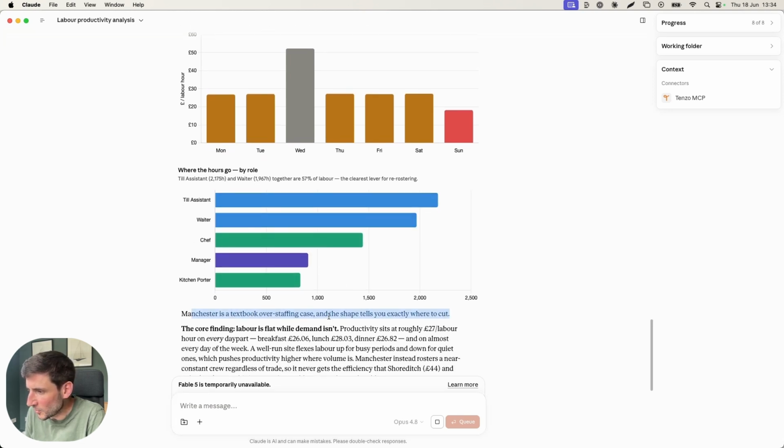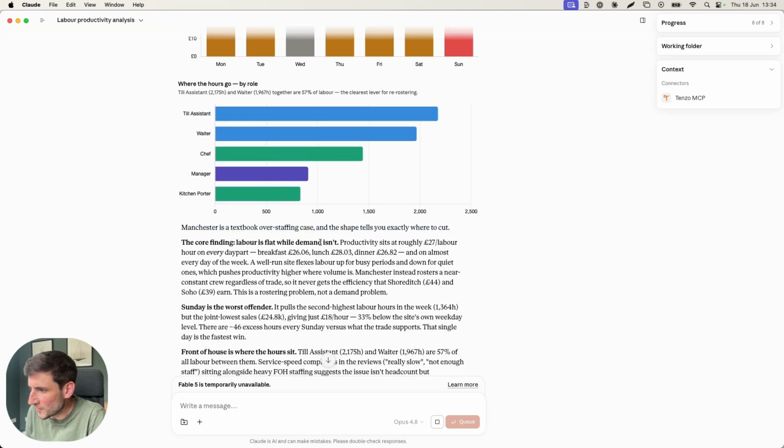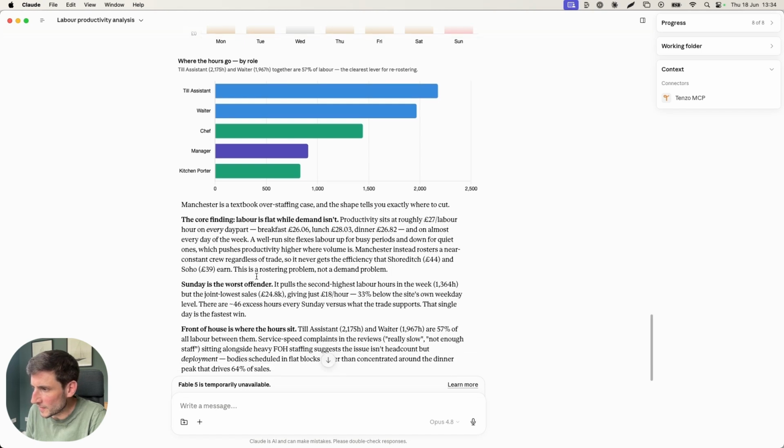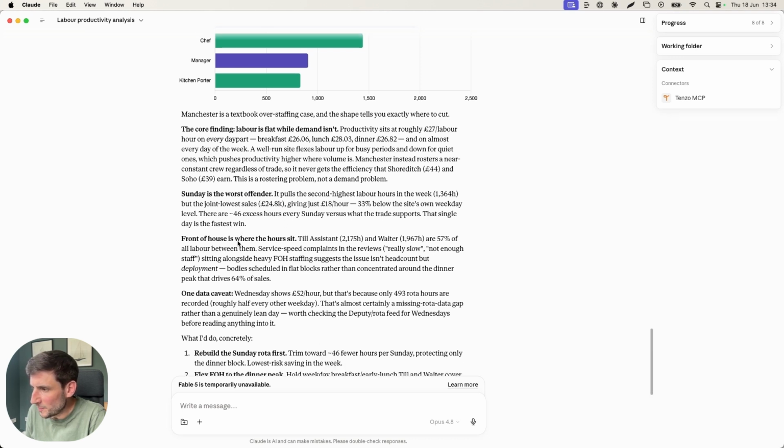Manchester: textbook overstaffing, the shape tells you exactly where to cut. The core layer is flat, while demand isn't. Productivity is 27 per hour on every day part, breakfast, lunch, dinner, and almost every day of the week. A well-run site flexes labor up on the busy periods and down on the quiet. This is a rostering problem, not a demand problem. Sunday is the worst offender. It pulls the second highest hours of the week, but the joint lowest sales. That's interesting.